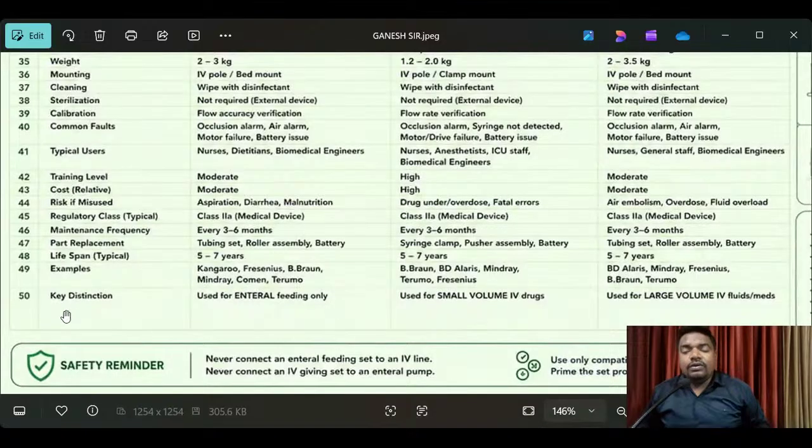Now the 50th point, see here: key distinction. Now I'm going to compare the key point. I'm going to compare the feeding pump. See here, it is used for enteral feeding only.